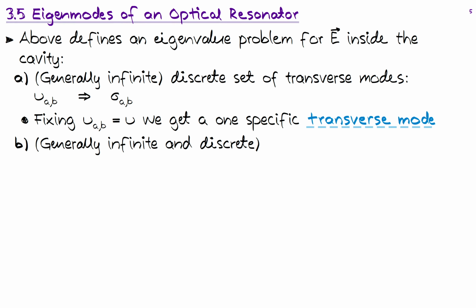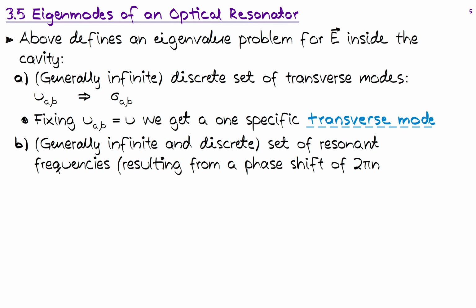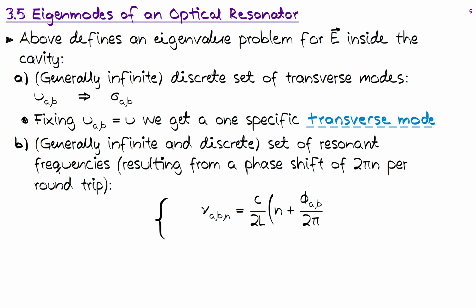And then we can generally have an infinite, discrete set of resonant frequencies, resulting from the phase shift of 2 pi n. Here n is an integer number of round trips. So this is more on the longitudinal modes. We may have different frequencies of light for each mode, and it's given by c, the speed of light, divided by 2 times L, where L is the cavity length, times n, the integer, times phi AB, the phase factor associated with a different mode, divided by 2 pi.